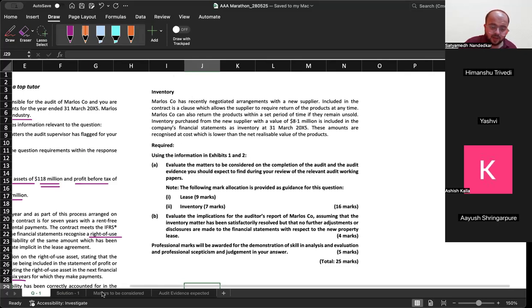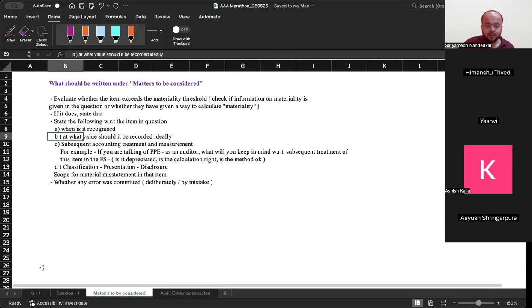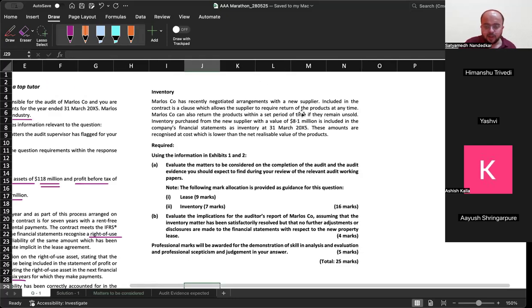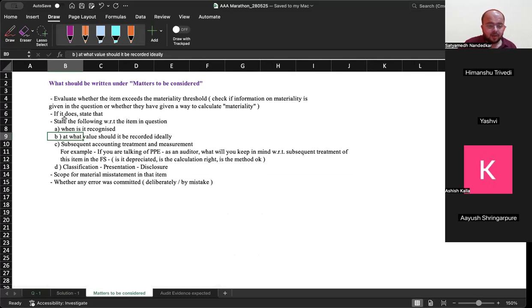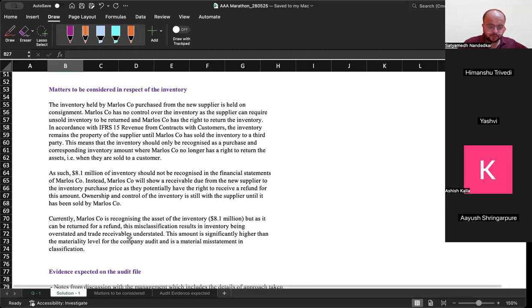Again, matters to be considered whether it exceeds the materiality threshold. First point. Does it? If they remain unsold, inventory purchased from new supplier with a value of 8.1 million is included in the company's financial statement. So yes, this amount is material. Then what will you check? State that it is material. Then when is it recognized, at what value should it be recorded, subsequent treatment, classification, presentation and disclosure.